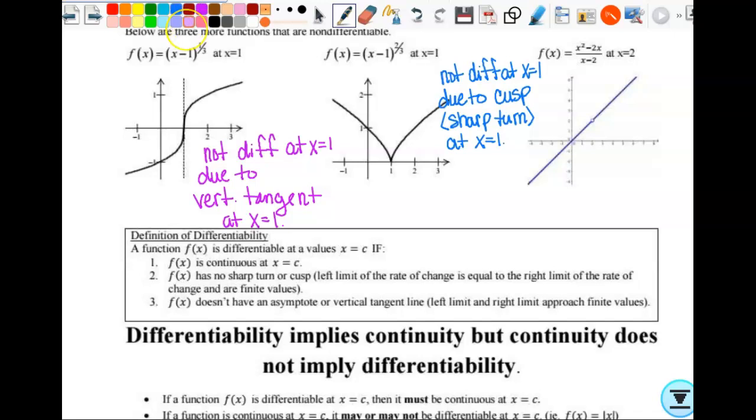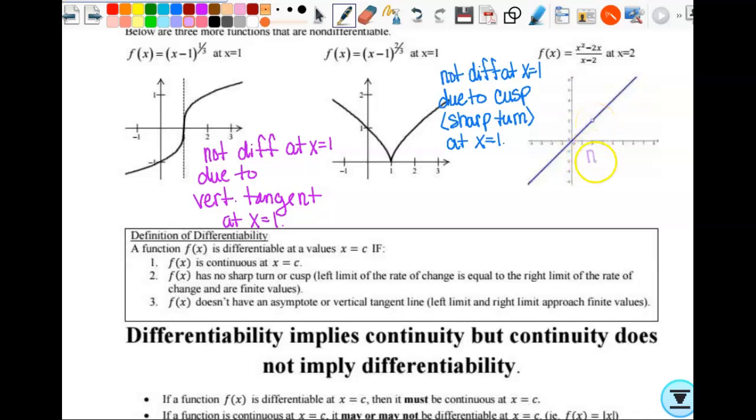So then, last one. Is this differentiable at x equals 2? No. Okay, so think about this. If it's differentiable, that means I'm going to get the slope at a point, right? I can't get the slope at a point if there's not a point there. Right? That's why it has to be continuous.